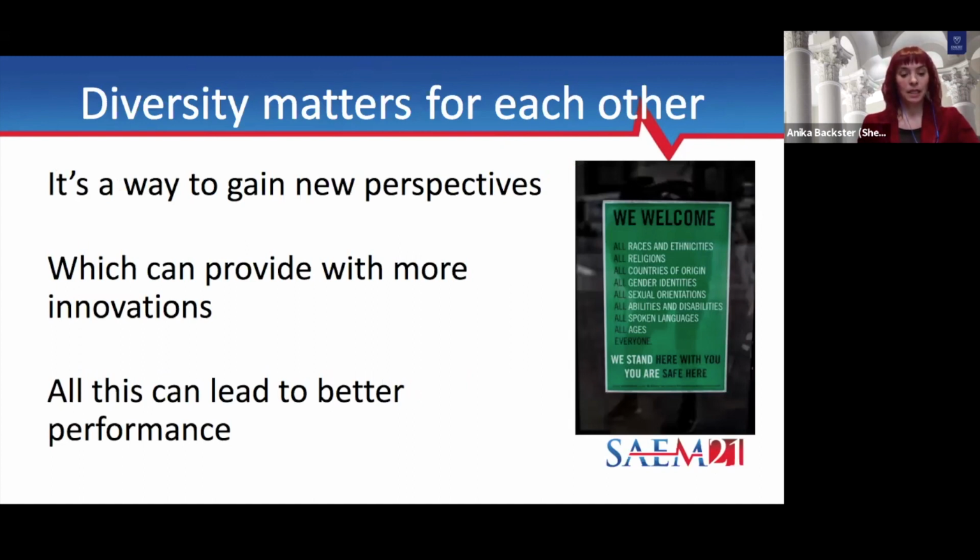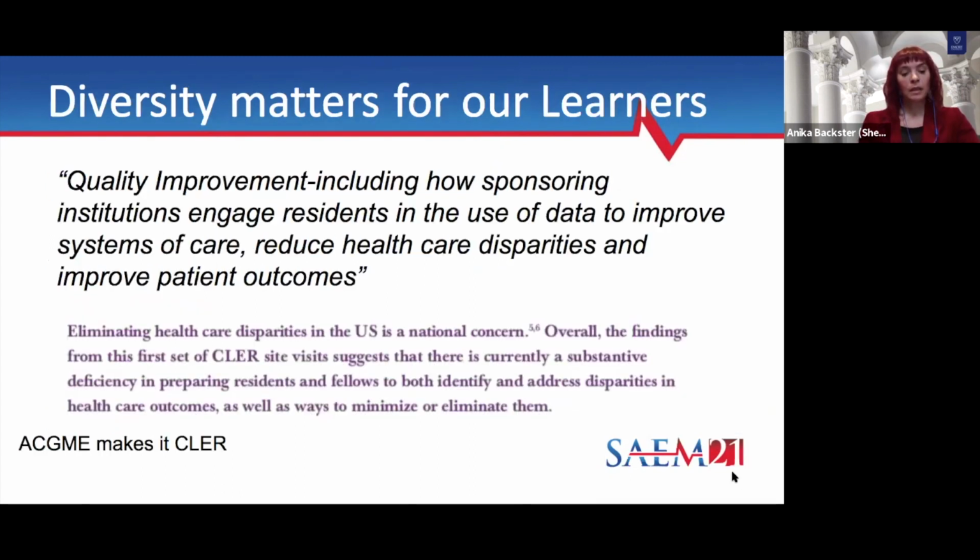Many institutions state goals along the lines of creating a culture and climate of equity and inclusion, where diversity is nurtured, valued, and celebrated. Why is that? Well, it's a chance to gain new perspectives, which can lead to new innovations. And really, this is what's going to lead us to better performance in the end. So it's important that we start instilling this understanding or keep reinforcing the value of DEI with our learners, because diversity matters to our residents and our students.